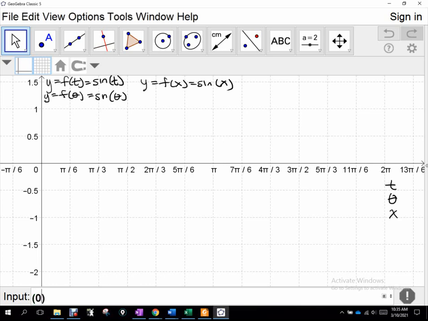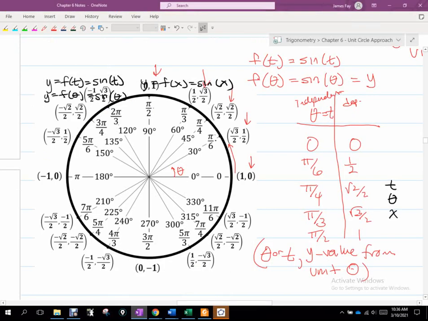But if I graph these points: 0, 0, and then we had pi over 6, 1/2. Then we had pi over 4, square root of 2 over 2. And then we had pi over 3, square root of 3 over 2. And we had pi over 2, 1. Those blue points are the points that I had written right there. Okay, everybody? Now I'm going to do the same thing, but I'm going to use this quadrant.